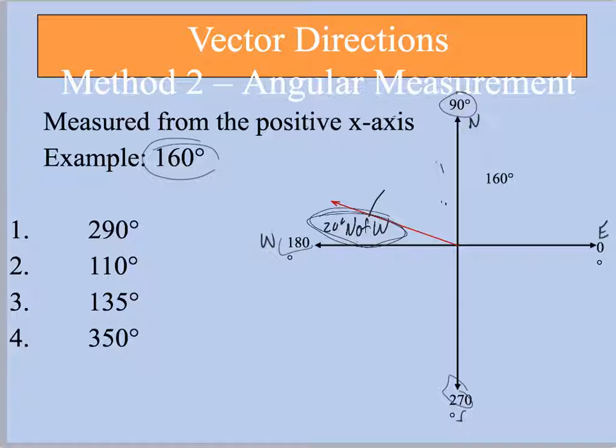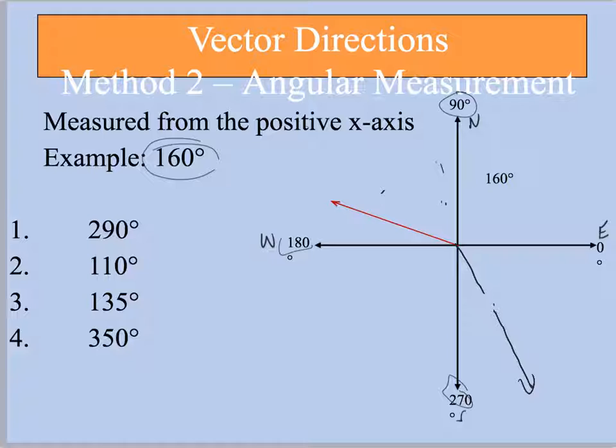290 degrees. Well, when we see 290 degrees, we should see that 290 is going to be past 270, so it's going to be well past this one. Well past here. By how much? By about 20 degrees. So that's going to be approximately right there. So that vector could represent 290 degrees.